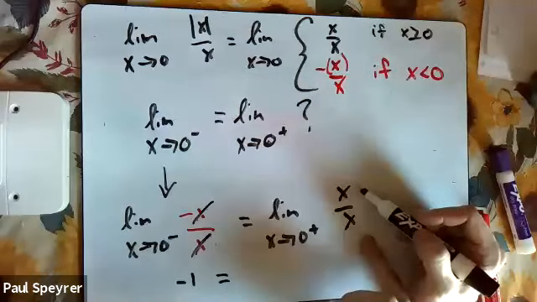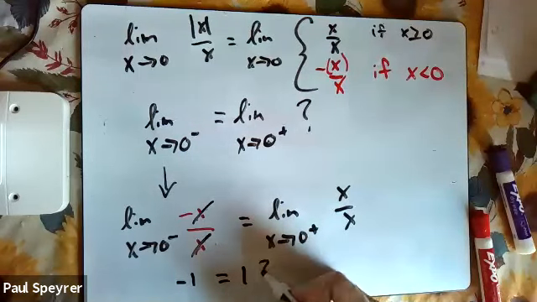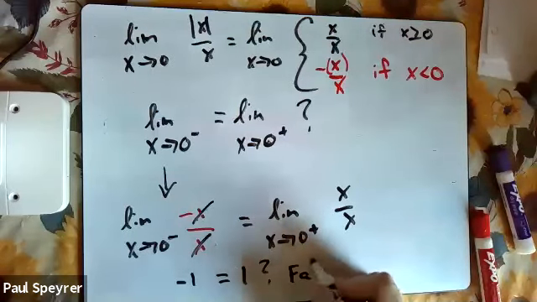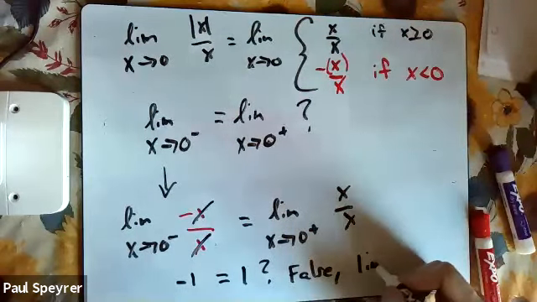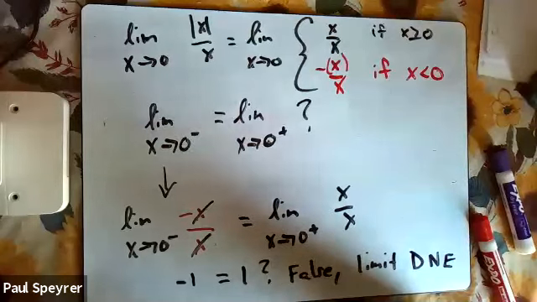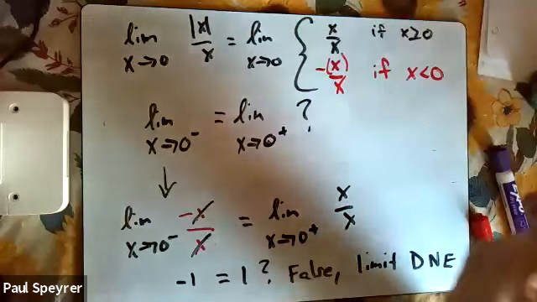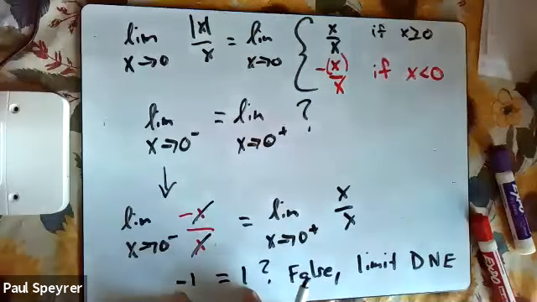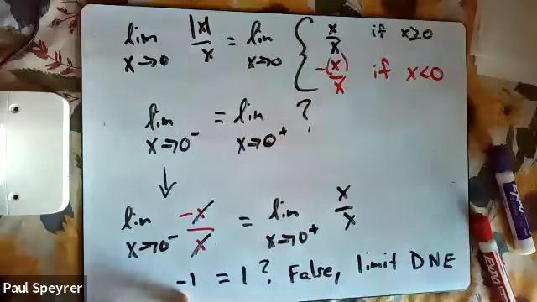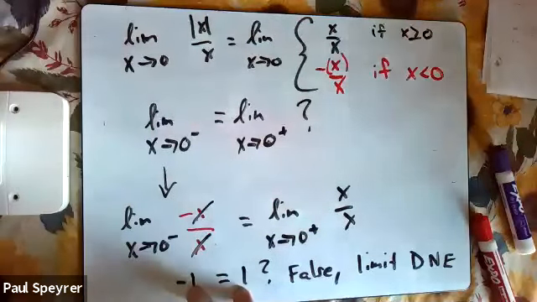What about the right-hand side? What's x divided by x simplified to? 1, like that. So does negative 1 equal 1? Obviously, no, this is false. So the limit does not exist. Because again, we got two different values, right? One value from the left, another from the right side. They are not equal. So if they're not equal, the limit does not exist. If they're the same values, like both negative ones, then we'd say the limit's negative 1.